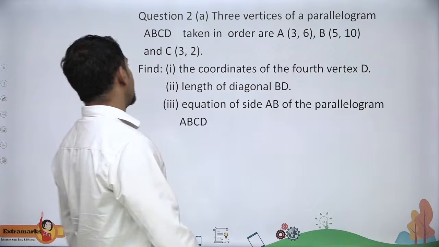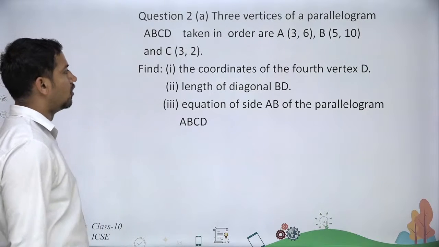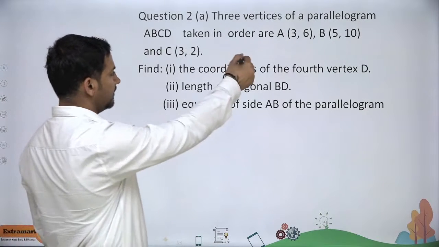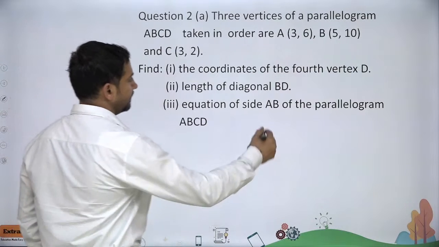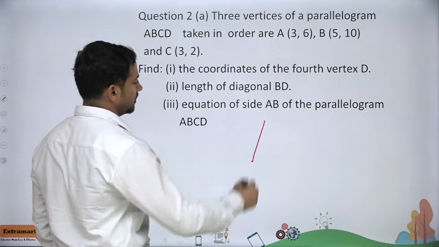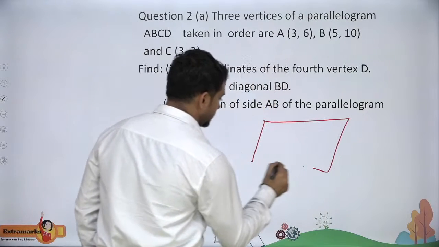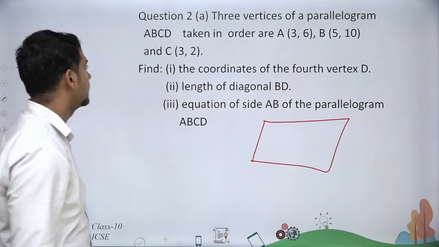Three vertices of a parallelogram ABCD taken in order are A is (3, 6), B is (5, 10) and C is (3, 2). Okay. ABCD is a parallelogram. It is given that ABCD is a parallelogram.